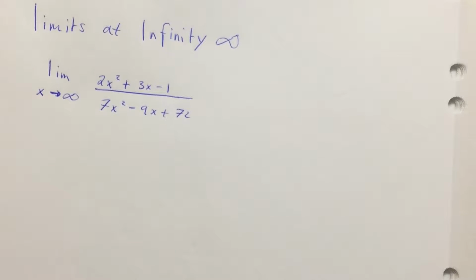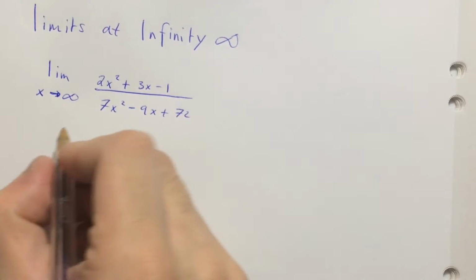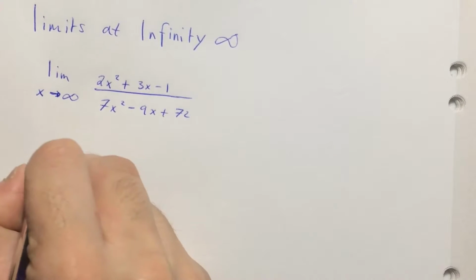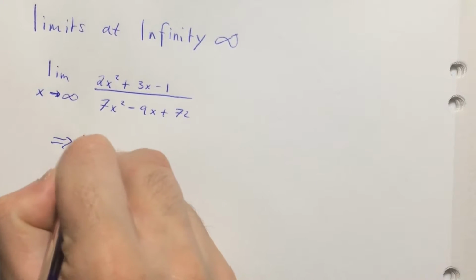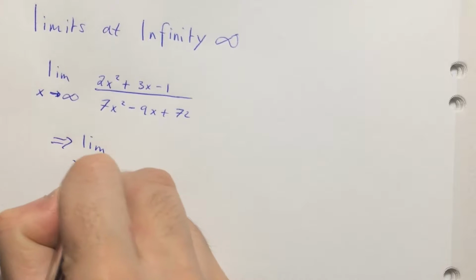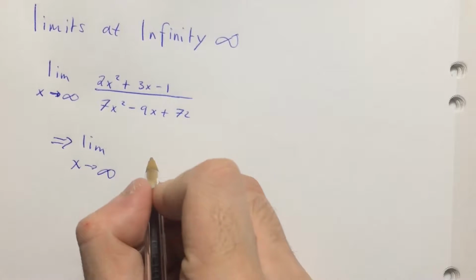I'm going to show 3 different ways of thinking about this. It's not necessarily different methods, it's just 3 different ways of doing it. I'll show you the way I usually do it, so let's rewrite it. It's the limit as x approaches infinity.